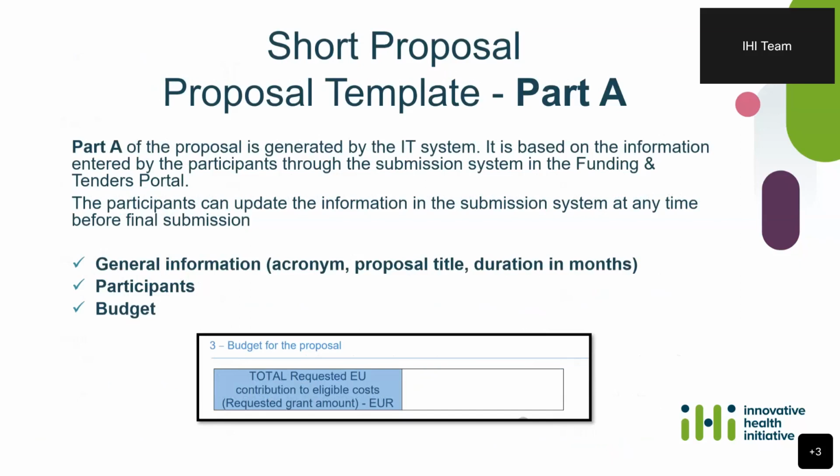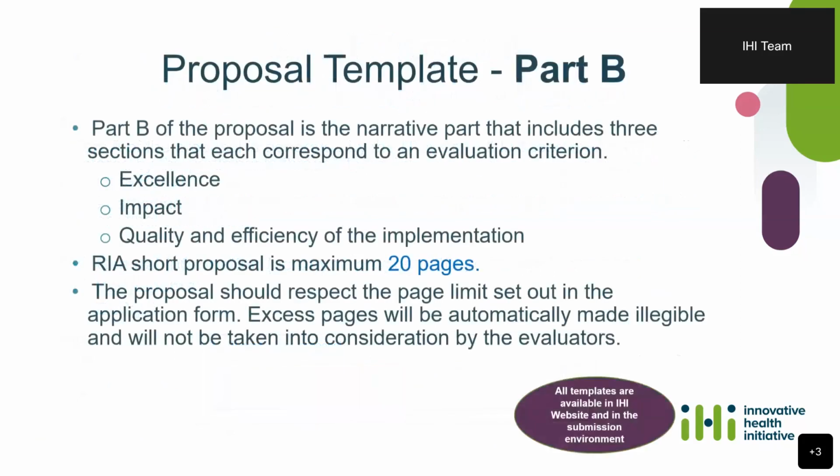Compared to the single stage calls, here we don't need a detailed budget, only the total. So you will consider from the beginning how much is, for that specific topic, the indicative JU contribution. You'll make your assessment, and you will include in part A of the proposal an overall budget regarding the contribution to the eligible cost. Only during the second stage will you be requested to provide a detailed budget.